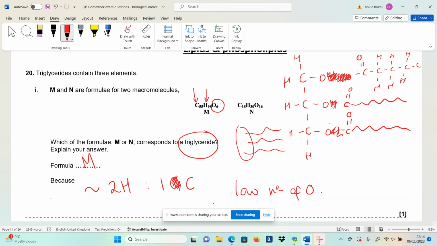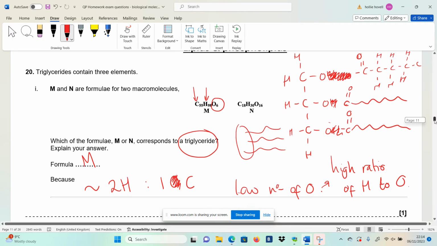Another way to describe that is you could say that there's a really high ratio of hydrogen to oxygen. That's another way of saying that there's such a low number of oxygen, a high ratio of hydrogen compared to oxygen. Okay, so it's hard to put into words, isn't it? But drawing it out should allow you to work out the right answer.